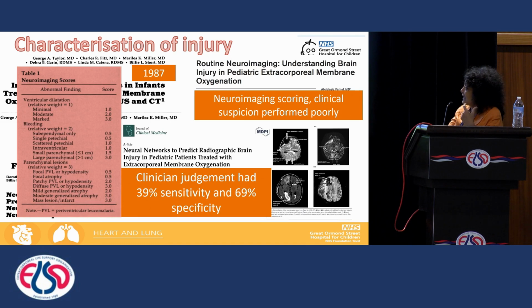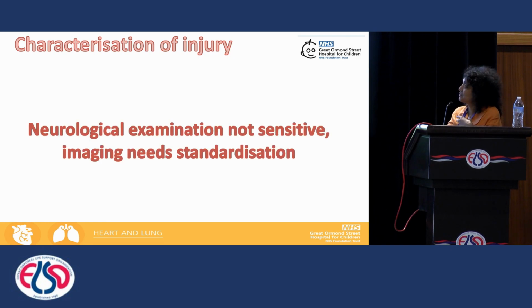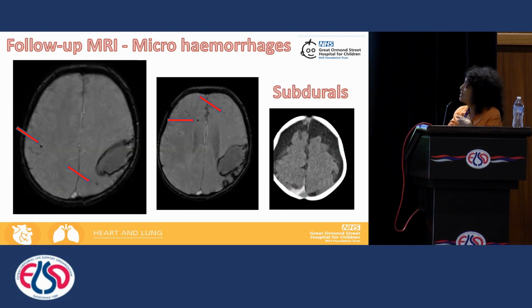And again, from the machine learning that they have been studying, clinician judgment had only 39% sensitivity and 69% specificity. So we all need to get better at identifying neurological injury, and we know that there are multiple limitations, particularly the fact that neurological examination is not sensitive enough and imaging needs standardization. We also know that a lot of injury can be silent, and this is from follow-up MRIs.